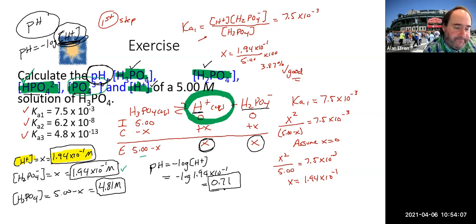And again, that is based off of pretty much the majority of the H+ coming off after that first step. Question on polyprotic acids or how to handle polyprotic acids?